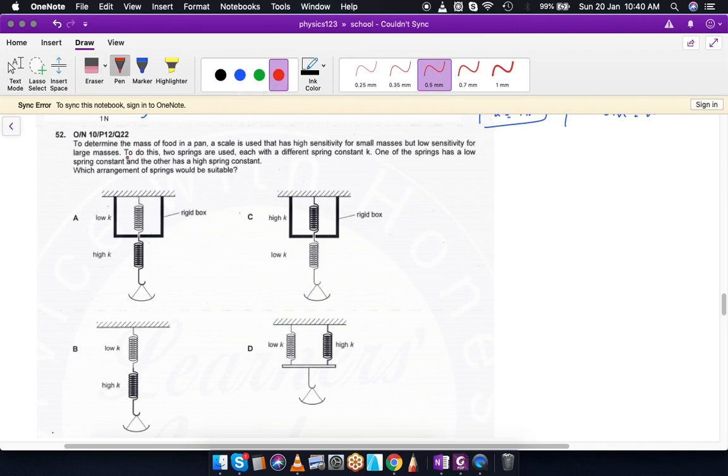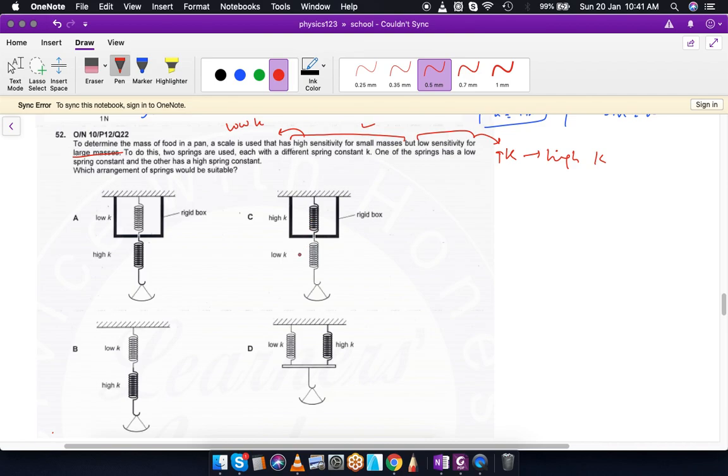So what we are looking for here is basically that the scale is used as high sensitivity for small masses, alright, and low sensitivity for large masses. It means for low sensitivity, even if it's a large mass, k can be bigger. So obviously the k for something where we don't need to be sensitive shows little extension for the high load. So basically a high k can work for it, and for high sensitivity obviously a low k can work, because even if a small change in force occurs, it should show extension.